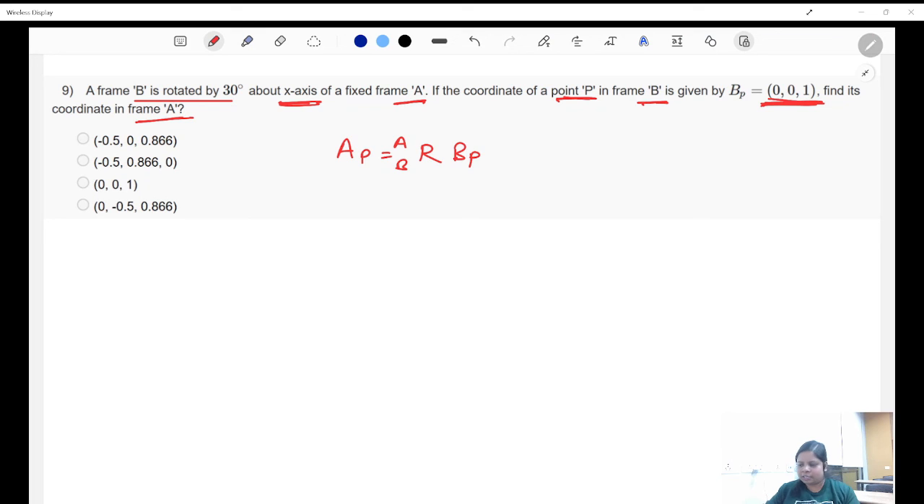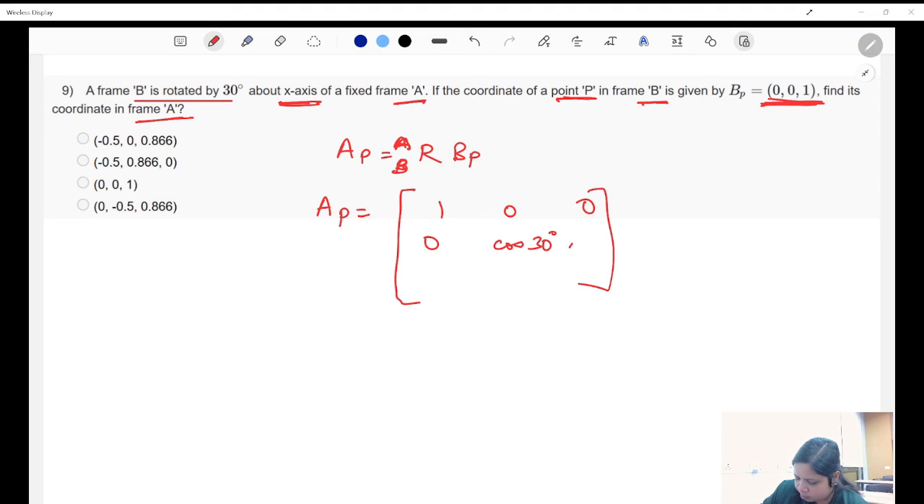We need to find what is in A. So we need to go to frame A from frame B. AP can be given by, just write the rotation matrix over here: 1, 0, 0, 0. What happens for X? It is cos 30 degree, minus sine 30 degree, sine 30 degree, cos 30 degree, right? And this is 0, this is 0, 0, 1.